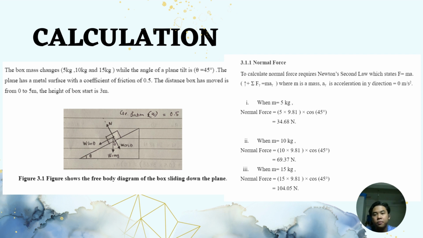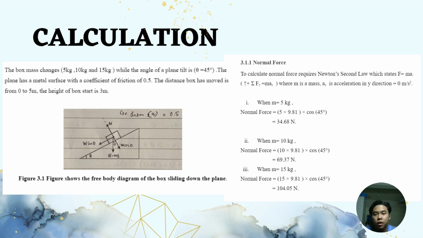So today I'm going to present the calculation. For the calculation part, the block mass changes, which are 5 kilo, 10 kilo and 15 kilo, while the angle of the plane tilt is constant, which is 45 degrees. The plane has a metal surface with a coefficient of friction of 0.5. The distance the block moves is from 0 to 5 meters. The height of the block starts at 3 meters.